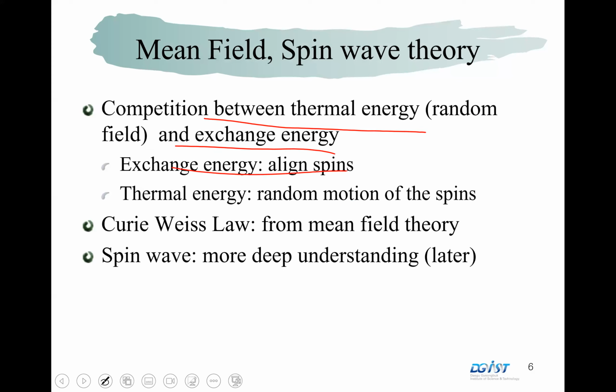The exchange energy tries to align the spins, and the thermal energy wants to make the spins move randomly. So these two energies compete with each other. This Curie-Weiss law describes how they compete and under what conditions the exchange energy is dominant and ferromagnetic alignment occurs at a finite temperature. That's the physical meaning of the Curie temperature.